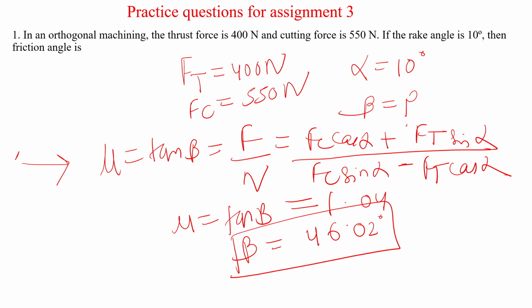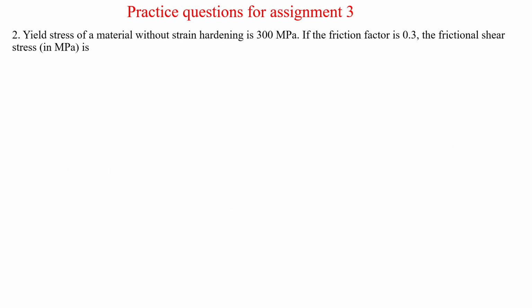Okay. The next question is, the yield stress of a material without strain hardening is 300. The friction factor is 0.3. What is the frictional shear stress? It is a very simple question. The yield stress, sigma, is given as 300, and the friction factor is given as 0.3. You need to find the frictional shear stress. Please use the formula and find it. I'm giving you 3 minutes. Please do it, because when you write the formula on paper, only then will you remember it.